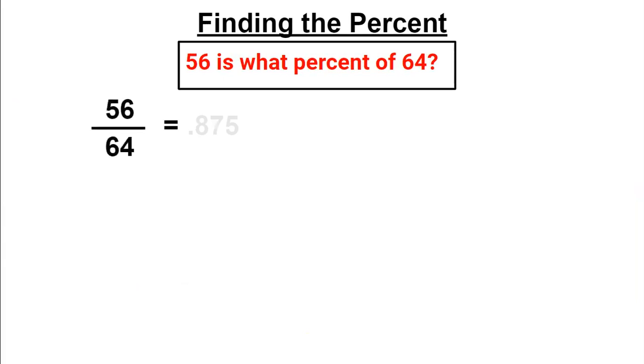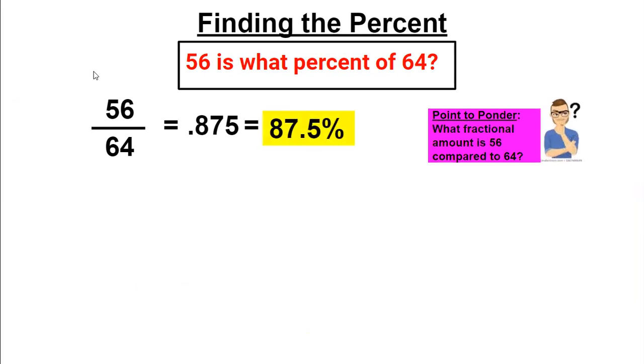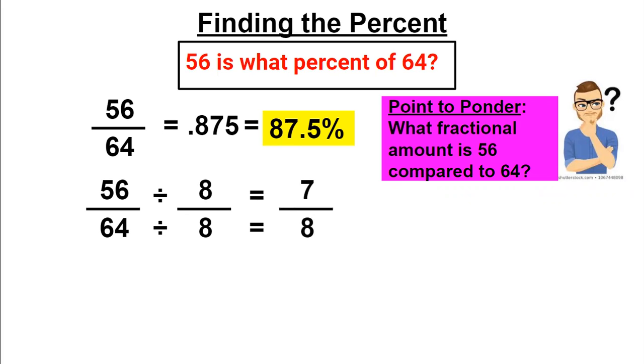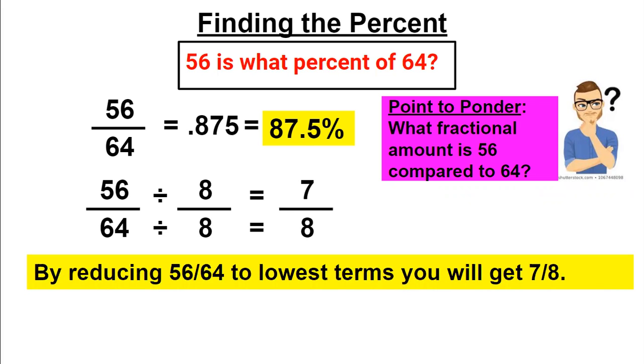Okay, I want to show you something else. Let's put it back here now. So 87.5%. So can we think about this one? What fractional amount is 56 compared to 64? Well, let's reduce this 56 over 64. What can we divide by? What do you think? Got a suggestion? Did you say 8? Good for you. 56 divided by 8 and 64 divided by 8 equals 7/8. So by reducing 56 over 64 to lowest terms, you will get 7/8. 87.5% is equal to 7/8 of a number.